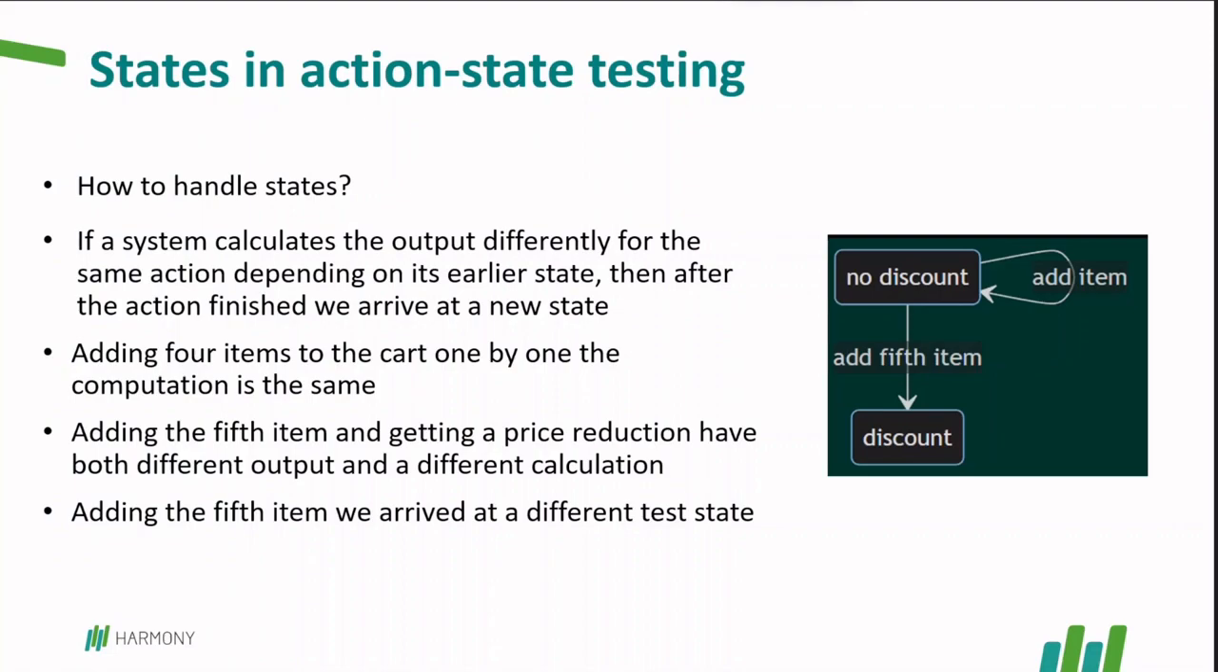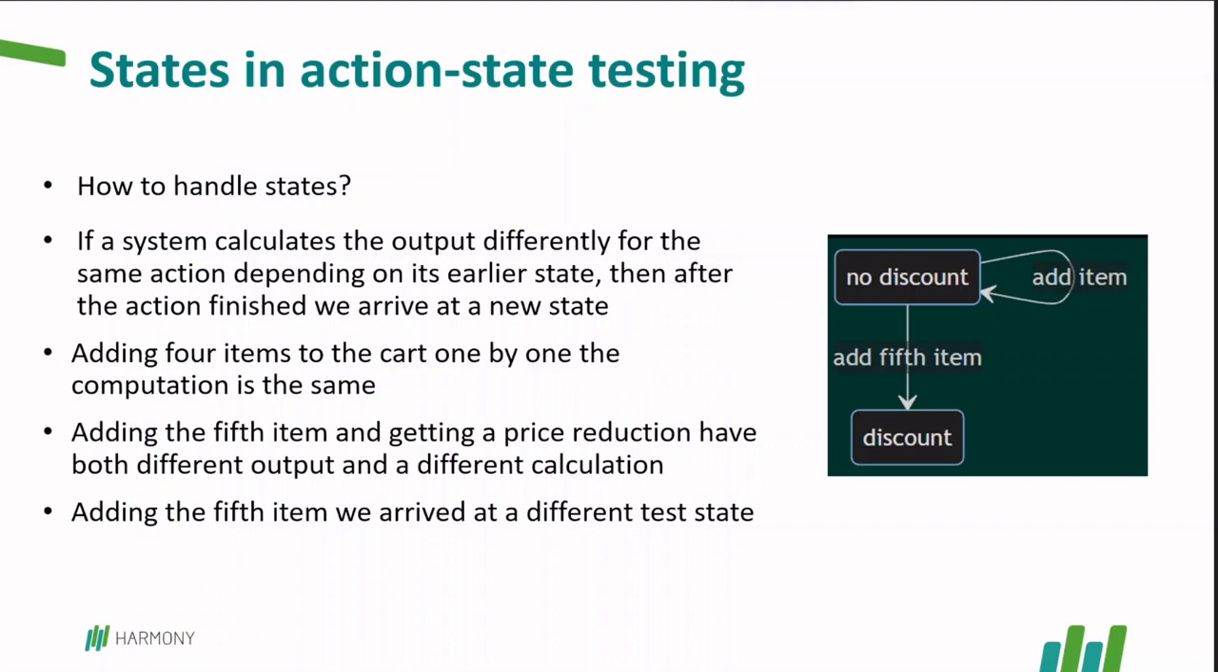For me, if a system calculates the output differently for the same action, depending on its earlier state, then after the action finished, we arrived at a new state. So it's different because we have a new state if not only the output is different, but if the calculation is different. And this is a big difference because it's much less. And if there is a new calculation, then this calculation can be wrong. And obviously, you should test it.